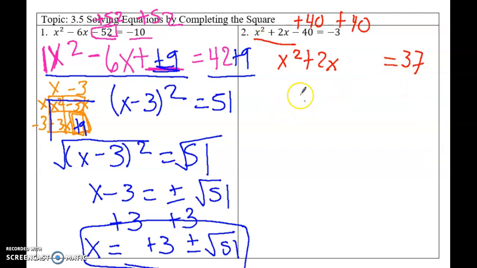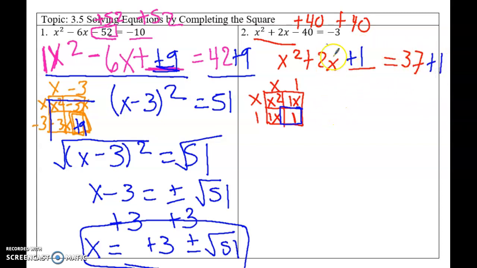Okay. So now I want to figure out what I need to add for my C value to complete the square. So I have x squared, so that's x and x. There's two x's, so I'm going to split it up with 1x and 1x, so that's 1 and 1. So 1 times 1 is 1. So what am I adding? I'm adding a positive 1. So if I add 1 to the left, I must add 1 to the right to keep it the same.